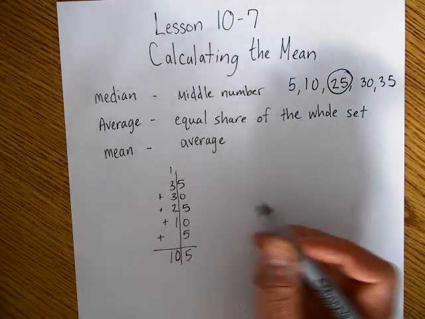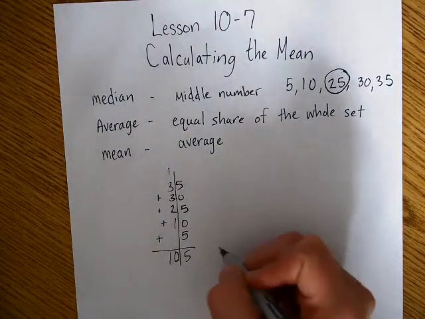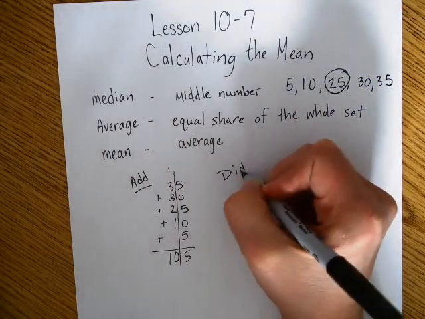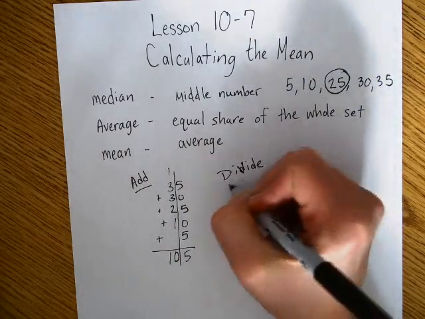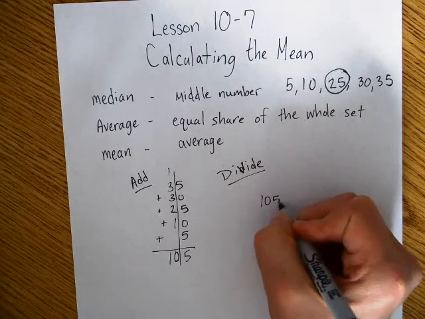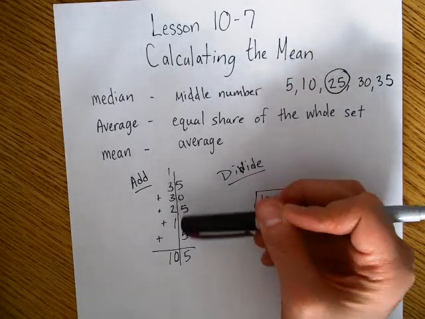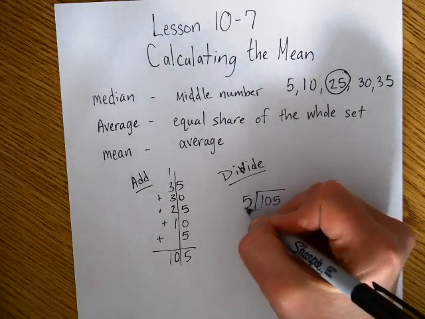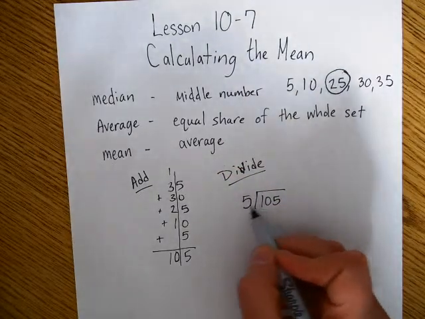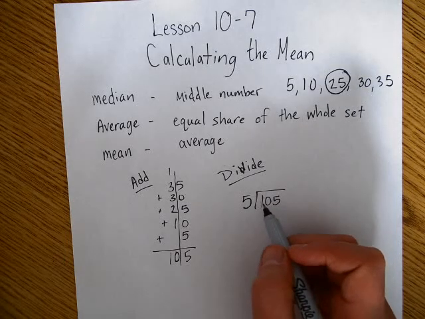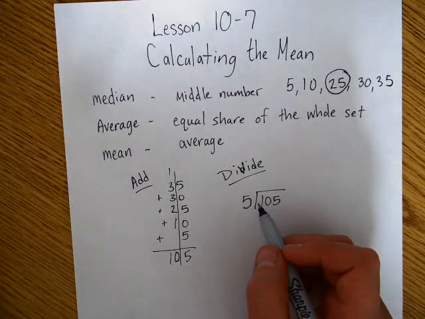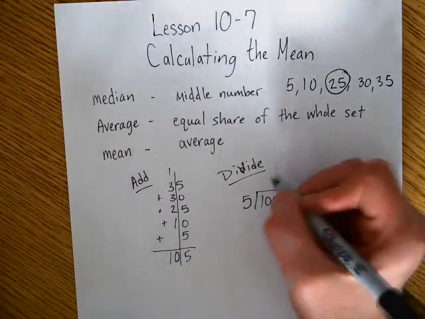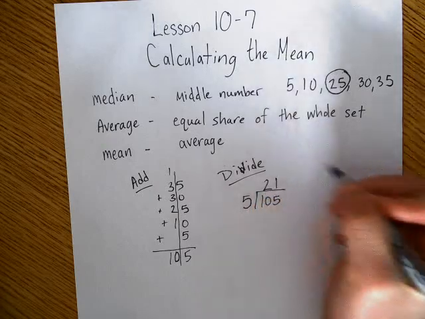But then what we have to do is divide. We have to add and then divide. So it's divide 105 by 1, 2, 3, 4, 5 numbers. Since we had 5 numbers, that's what we're dividing by. We know that 5 goes into 100 20 times. Think about it, there's 20 nickels in a dollar, right? So we know 5 goes into 100 20 times, and then it's like having 5 pennies left over. So it would be like 21.